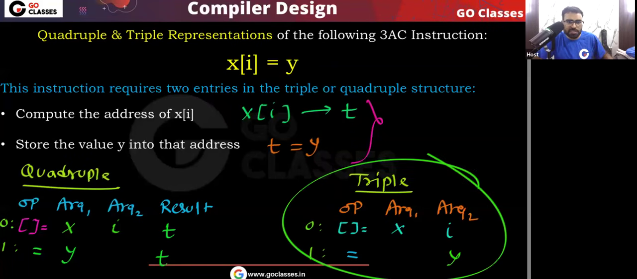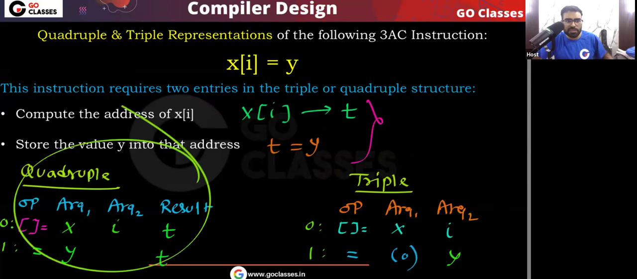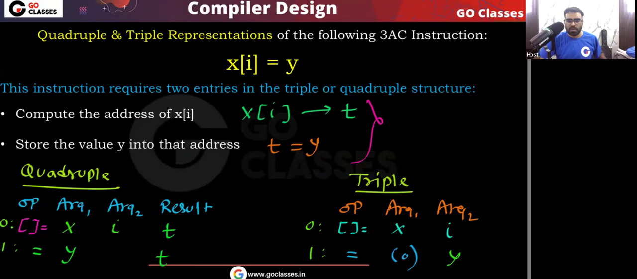But remember, in the triple representation there is no such thing as t, or I can say temporary variable. So to refer to the temporary variable, we use the position. So that's it. This is the triple representation and this is the quadruple representation for this instruction. I hope you understood. Is this clear to everyone? Please tell me.